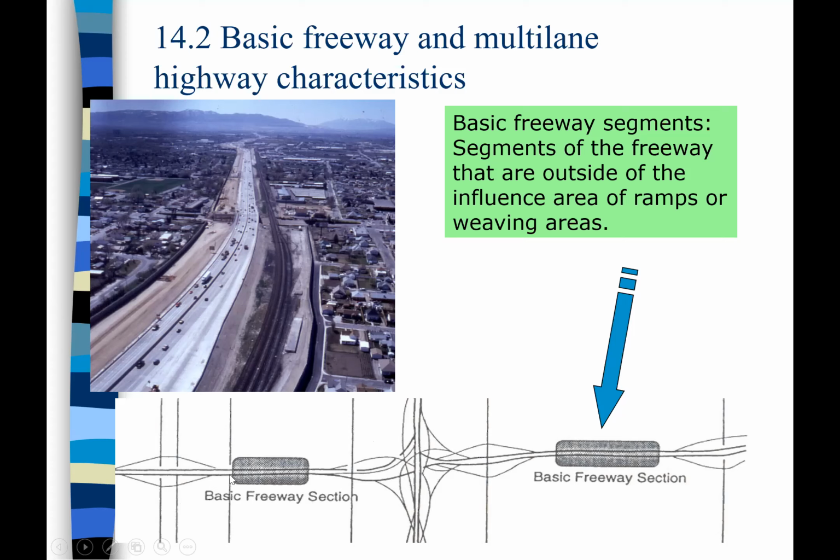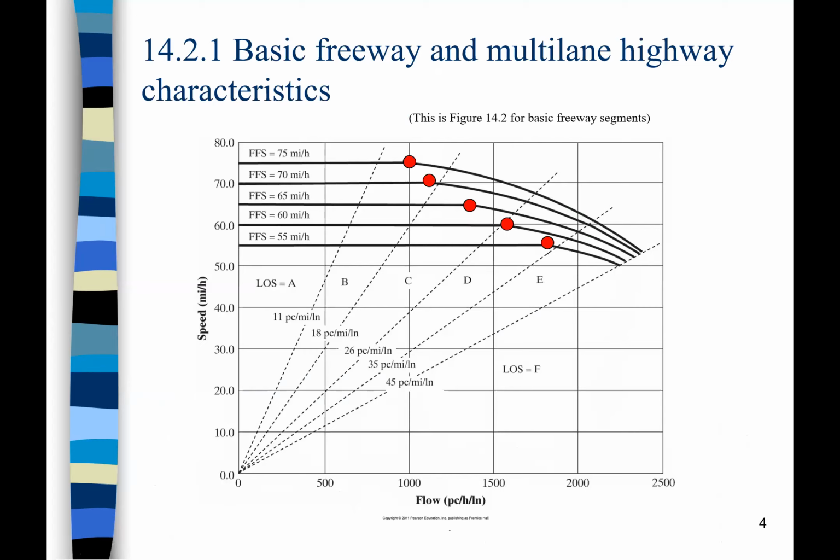Remember, they drive on the right-hand side. So get off here, get on here. Okay. This figure 14.2 shows the plot between flow and speed. And the dotted lines show the boundary of level of service A, B, C, D, E, and F for the basic freeway segment.